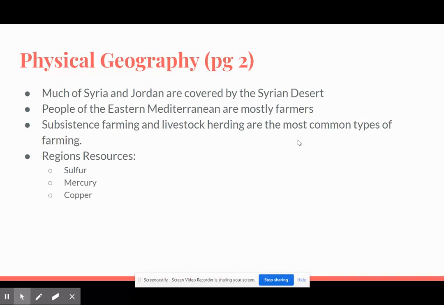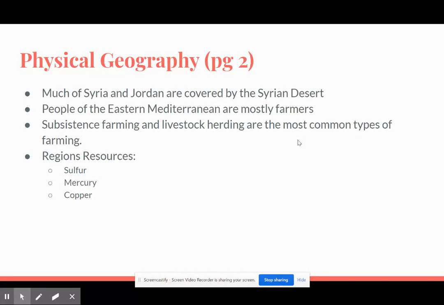Remember we talked about that there are 2 different kinds of farming. There's the farming that we know here in Indiana, where farmers plant crops and sell goods that we can use to survive. In places that are a little bit drier, like Turkey and Syria, they have to find a different type of farming. So subsistence farming and livestock herding are the most common types there because they're not able to grow as many crops.